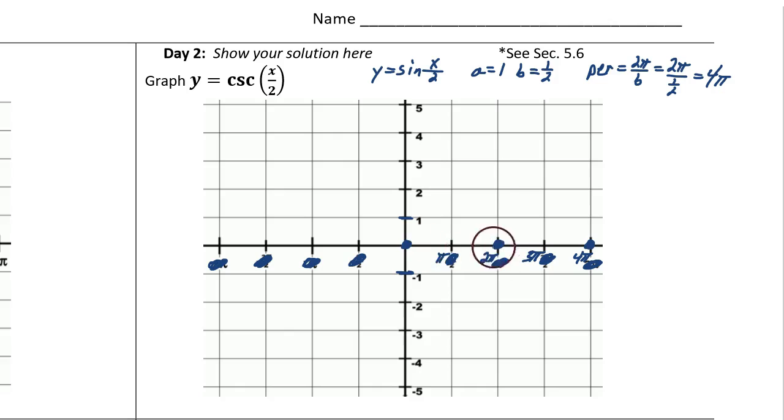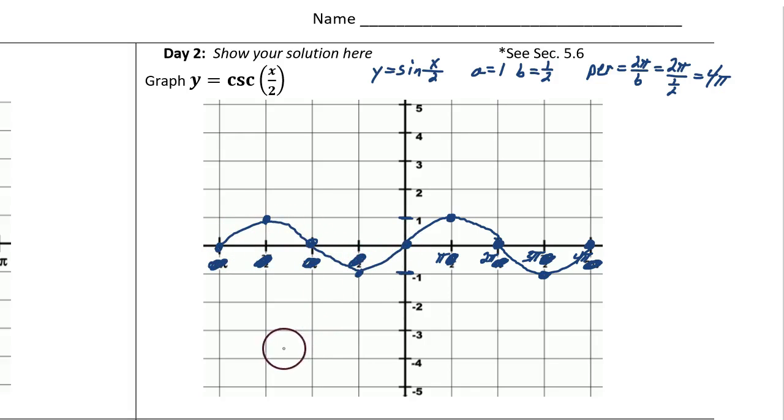What happens halfway between here and here when x is pi? If you replace x with pi, then you'd be evaluating the sine of pi over 2. The sine of pi over 2 is 1. So the dot is at a height of 1. Halfway between this dot and this dot, when you're at 3 pi, is when you'd have a sine value that is -1. So here in blue ink is this section of the graph of y equals sine of x over 2. We could continue that to the left as well. There'll be a dot here, here, here, and here.